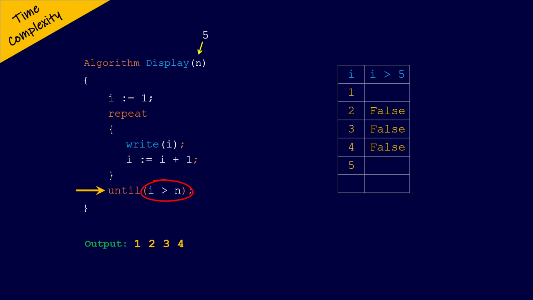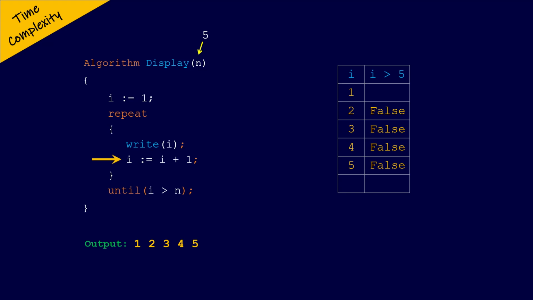So here we have the condition as I greater than 5, and at this point, since I is 5, the condition 5 greater than 5 is false. Therefore, the statements within the repeat until loop will be executed again. That is the write statement that will output the value of I, which is 5.